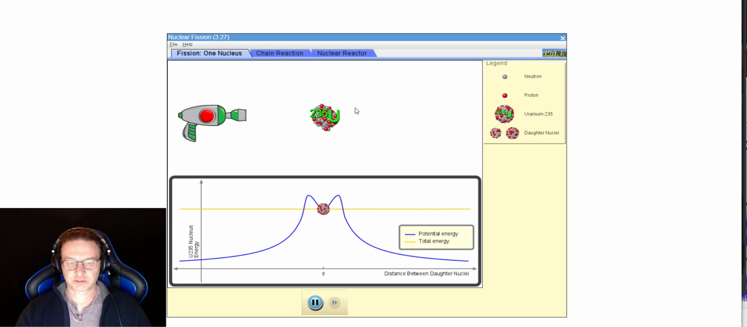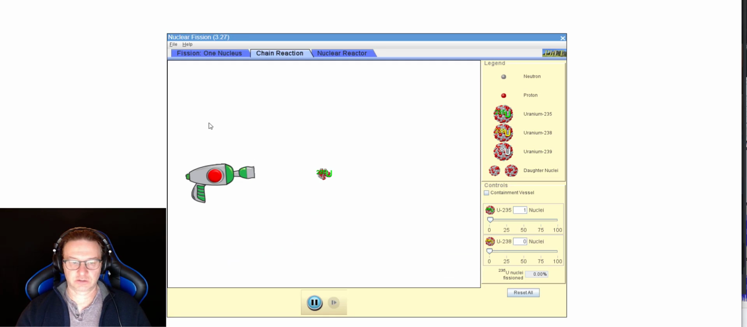The next question asks you to go to the chain reaction tab, which I'm going to do here. So initially we basically start out with the same thing we had before. We have the neutron gun, we have the uranium-235, we can launch it, reset, see what happens here. Same thing happens that we watched in the one nucleus. The difference here is we can reset, we can change the number of nuclei.